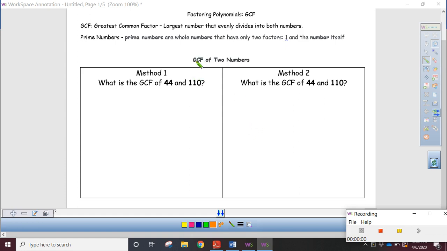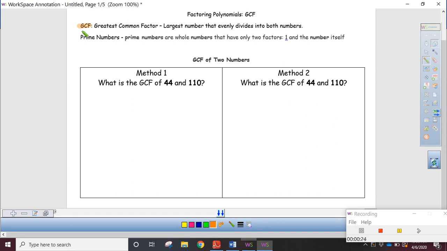Students, today we're going to be going over the lesson of factoring polynomials GCF. This is going to be very similar to the lesson that you're going to be going over in Edgenuity. I mirrored it very similar to your assignment as well. So let's go ahead and begin with what a GCF is.